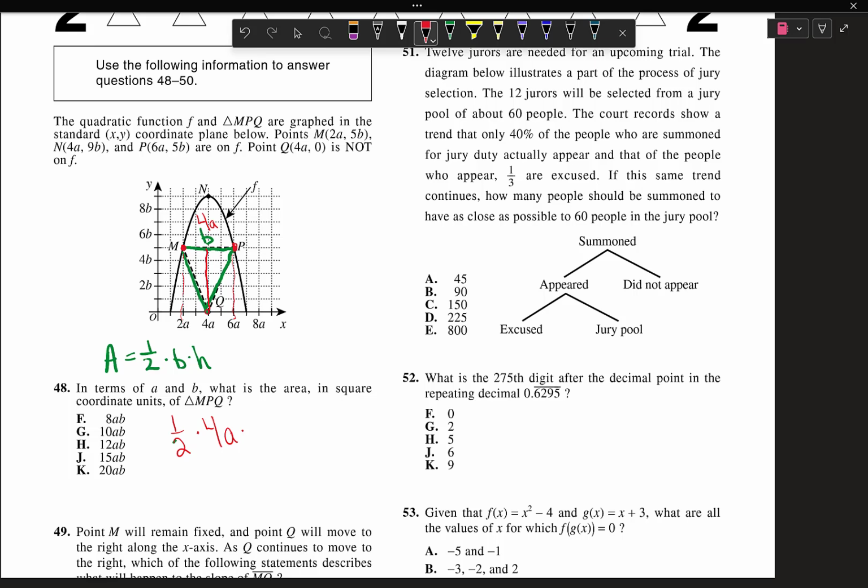Height, our height starts down here on the x-axis and goes straight up. And if we look over here on the y-axis, we can see it's right in between 6B and 4B. So the height is 5B. So let's just do the math. 1/2 times 4 times 5. That's just 10 A times B.